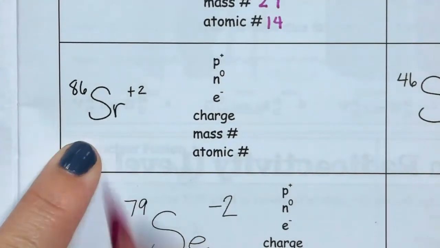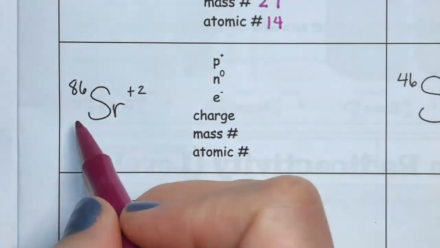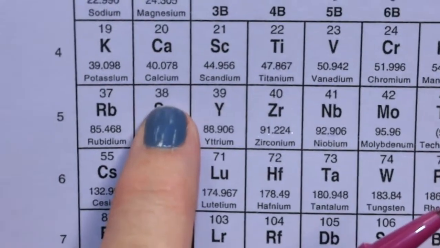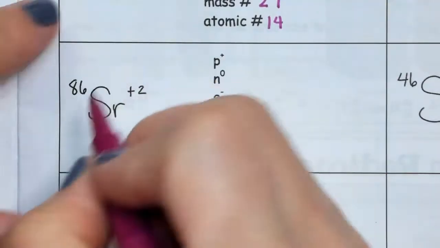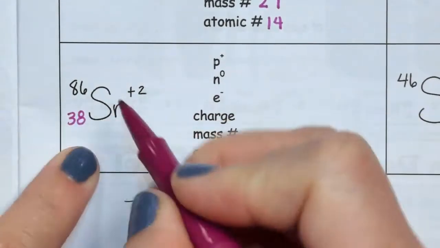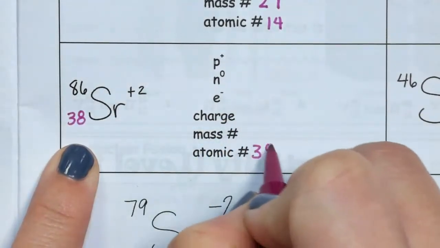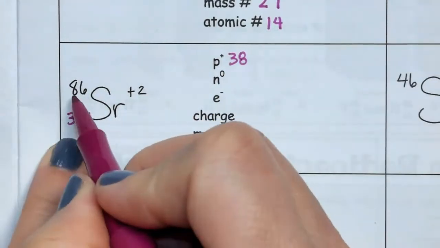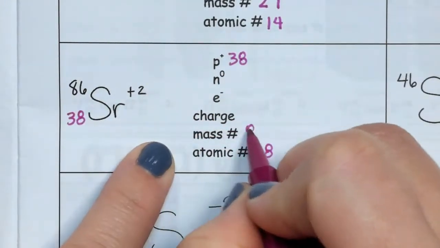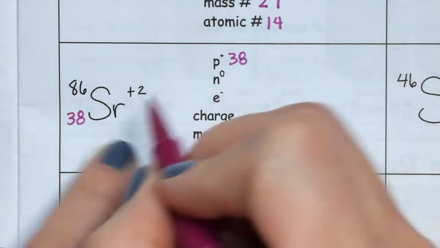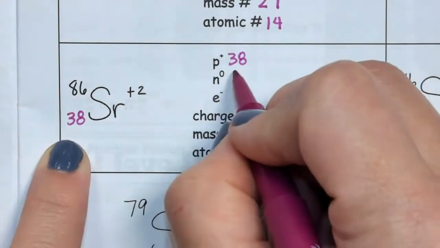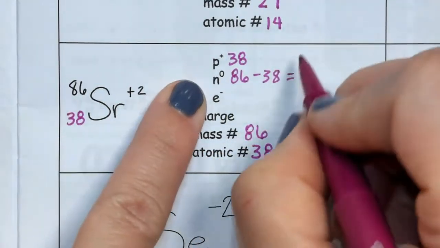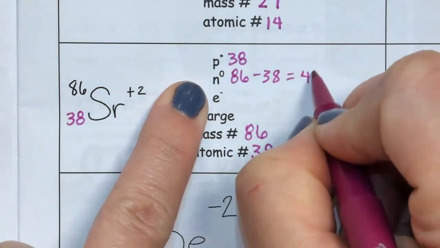All right, let's do this one first. Strontium does not have the atomic number, so I will go look it up on the periodic table. It is atomic number 38. So this has a 38 here. That is the atomic number, which tells me the number of protons. This 86 is the mass number, and if I do 86 minus 38, I get the number of neutrons, which I believe is 46.